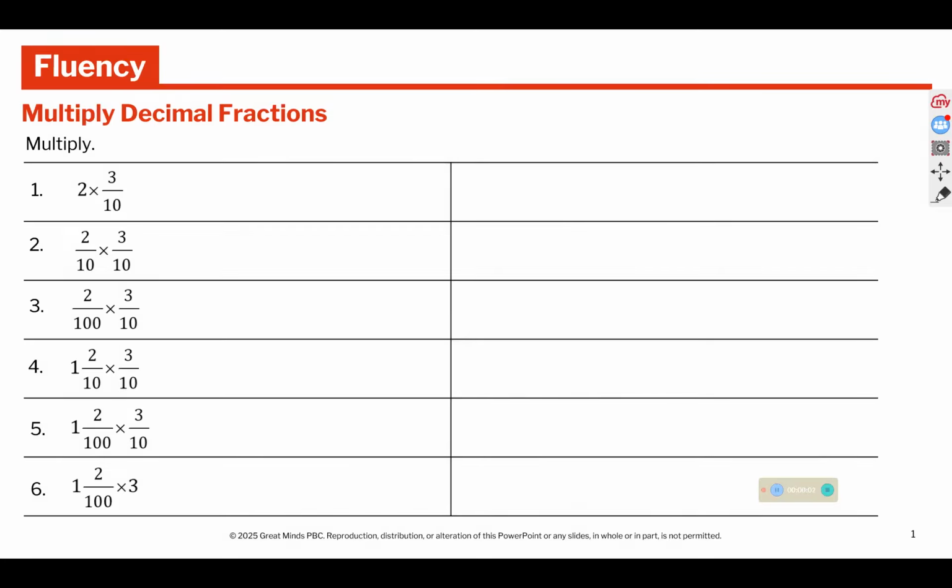In this warm-up, you are multiplying. We have several fractions and whole numbers and mixed numbers to multiply together. Don't worry about reducing your answer or simplifying your answer. Just come up with an equivalent value.